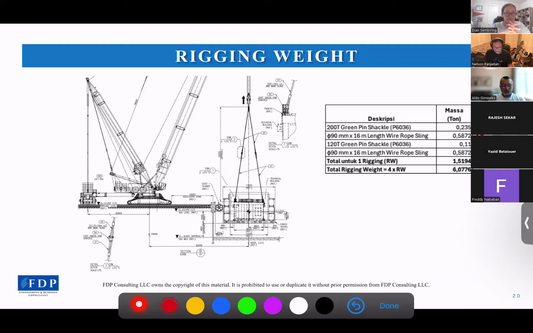with 16 meters length. We got 0.587 tons for the weight, and then we total them together. We got 1.5194 tons of rigging weight for one lift point. And then we multiply it by 4 because we have 4 lift points with the same rigging. Then we got 6.0776 tons for the total rigging weight.